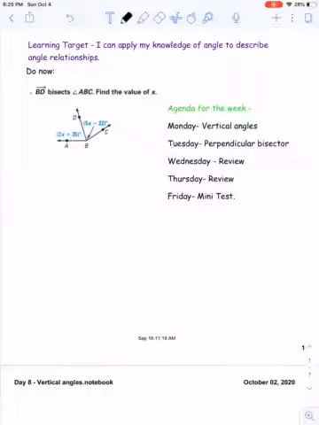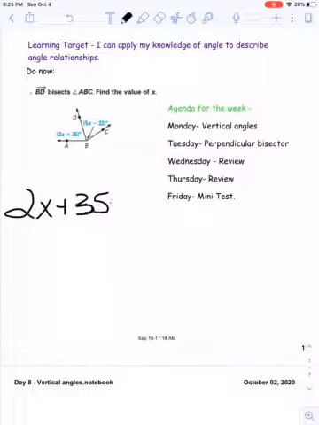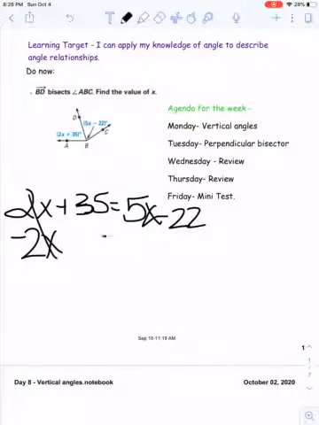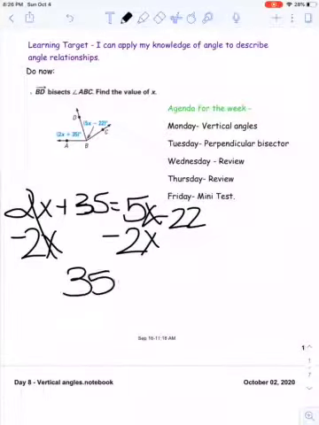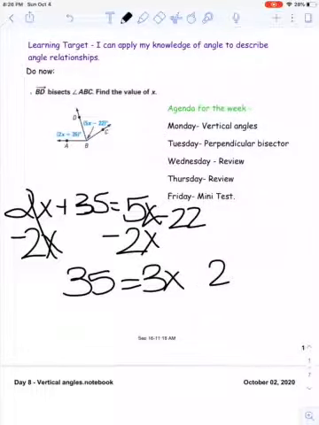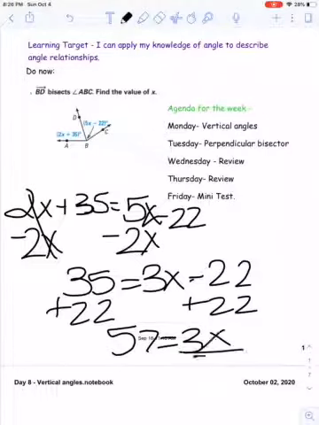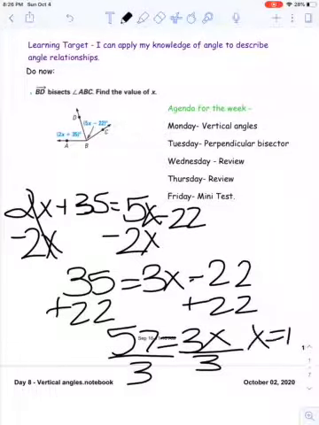So I see the word bisect. I know that I'm cutting in half, and I know that my two parts are going to be equal. So here, we're going to set them equal to each other. Okay. So I'm going to subtract 2x. You might have done it differently. That's fine. And I'm going to add 22 to both sides. So I get 57 equals 3x. I divide by 3. I get x equals 19.